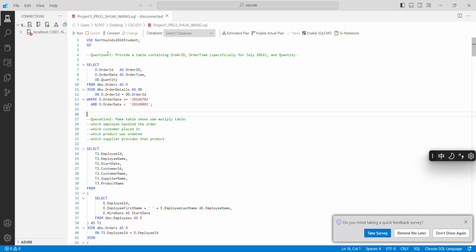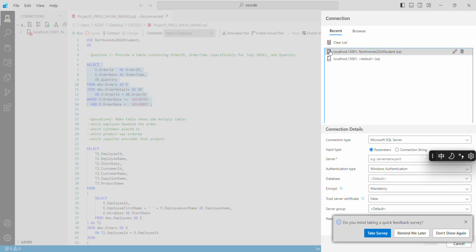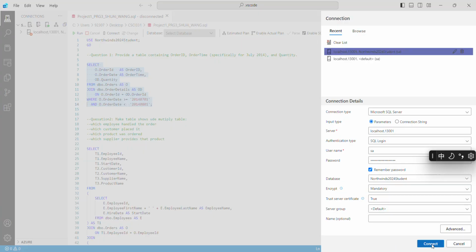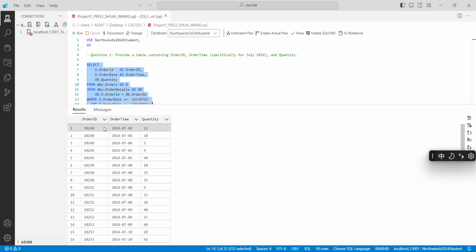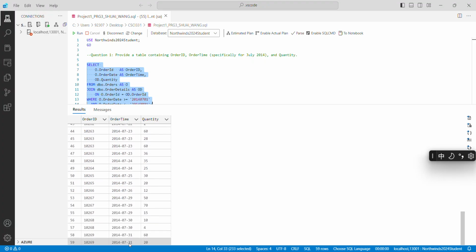Let's see. Question one. Provide a table containing all the order ID, order time, especially for July 2014, and the quantity. Let's run it. Yeah, as we can see, all of the order ID and its quantity from July first, 2014 to the last date of July.